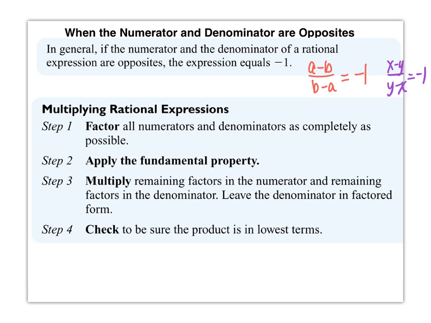When we are multiplying rational expressions, we want to follow these 4 steps. We're going to factor all the numerators and the denominators as completely as possible. We're going to apply the fundamental property. If there's any greatest common factors, we will simplify those. Step number 3 is to multiply the remaining factors in the numerator and the remaining factors in the denominator. Now, this note here is to leave the denominator in factored form. And then step number 4 is check to be sure the product is in lowest terms.